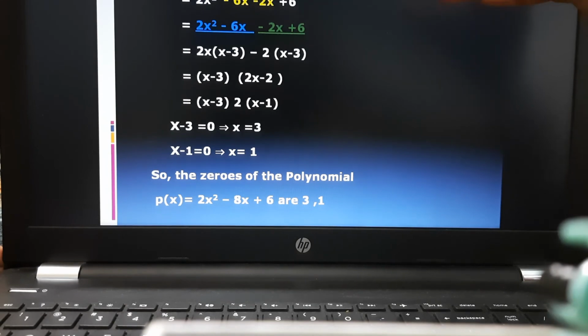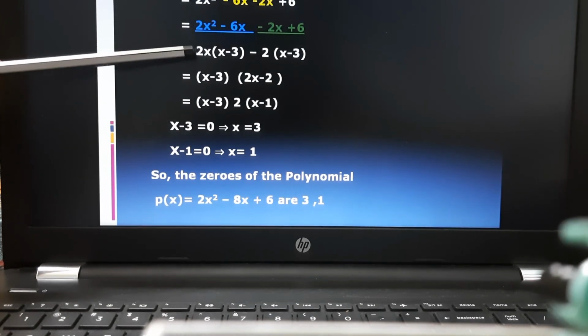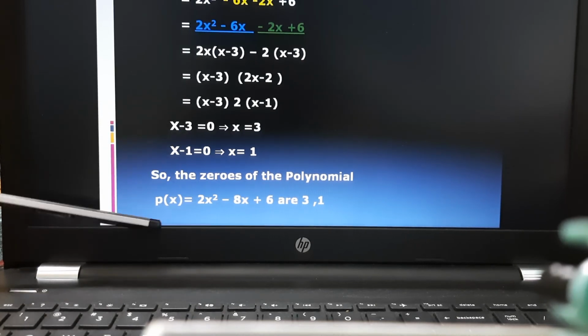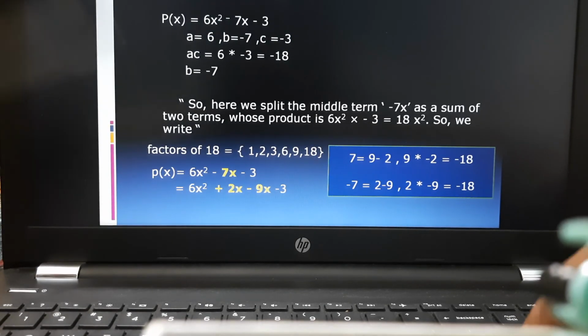Once again, I'll explain this. I have split this 8x into two parts, minus 6 and minus 2, so that I get the same minus 8. But what is the condition? When I multiply these two, it should be equal to the product of the first and the last term. 2 sixes are 12, 6 twos are 12, right? Then again I took the two pairs, and then I took the common factor, then I equated to 0. Okay, we'll go to the next problem. In this next problem, you will get the total idea, right?